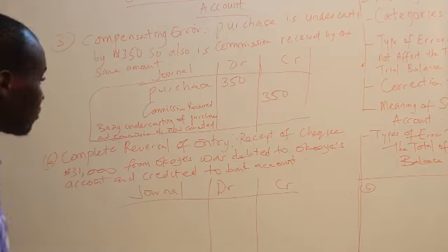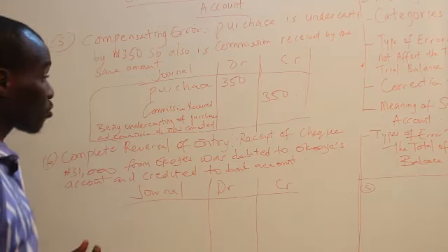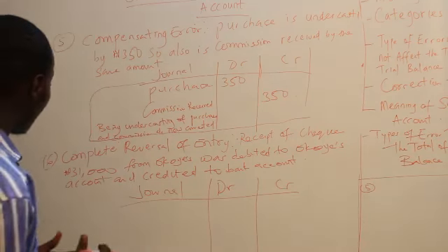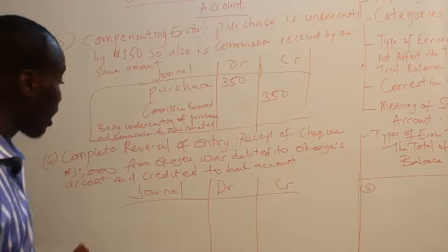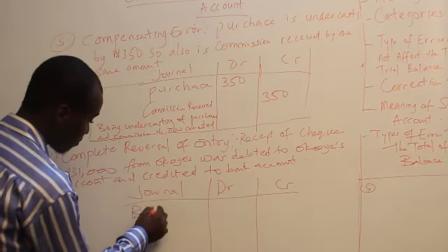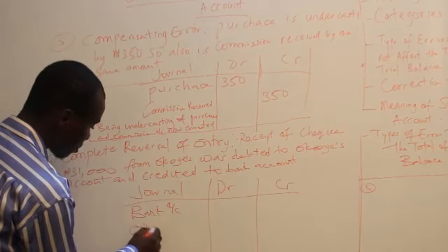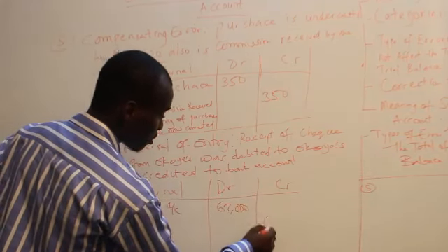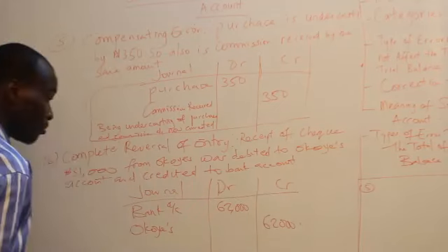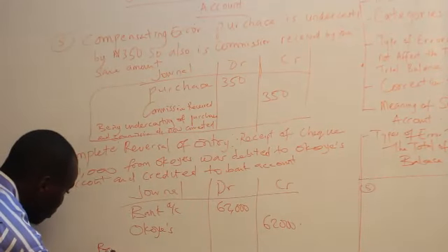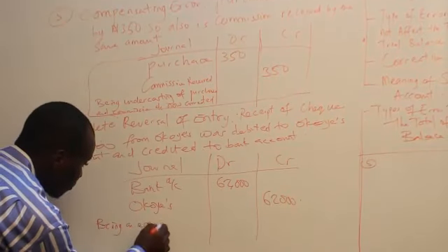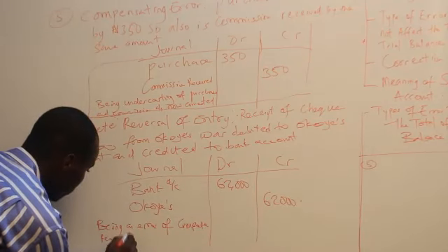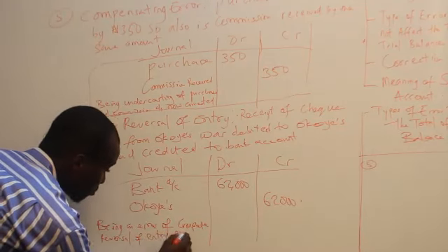the errors. And again, in the bank account also, we have to multiply the amount by 2, and debit that to the bank account. So that means we are going to have the bank account and Okoye's account. So multiply this by 2, we have 62,000, then 62,000. So narration: being an error of complete reversal of entry. So now corrected.